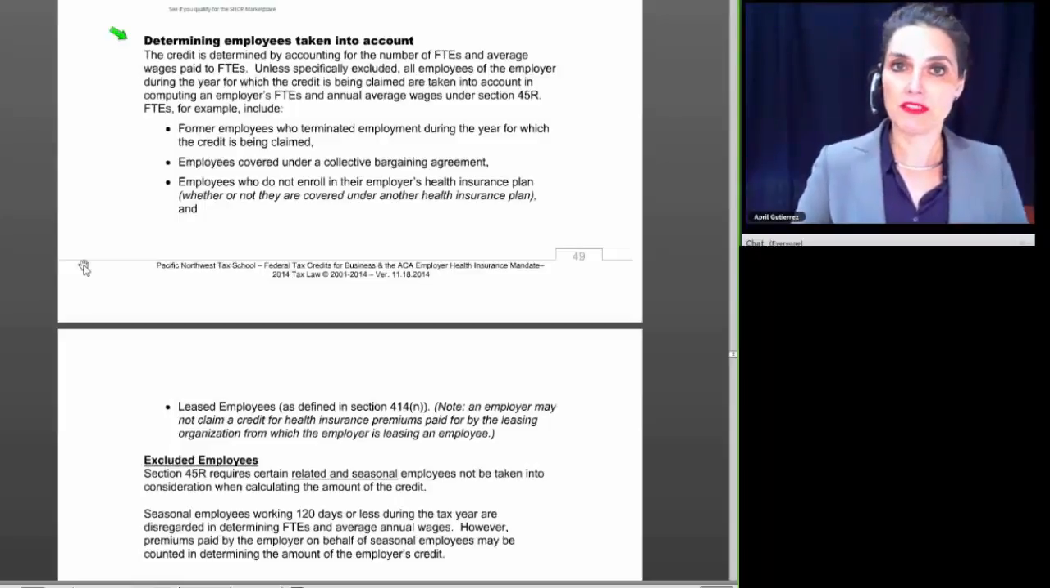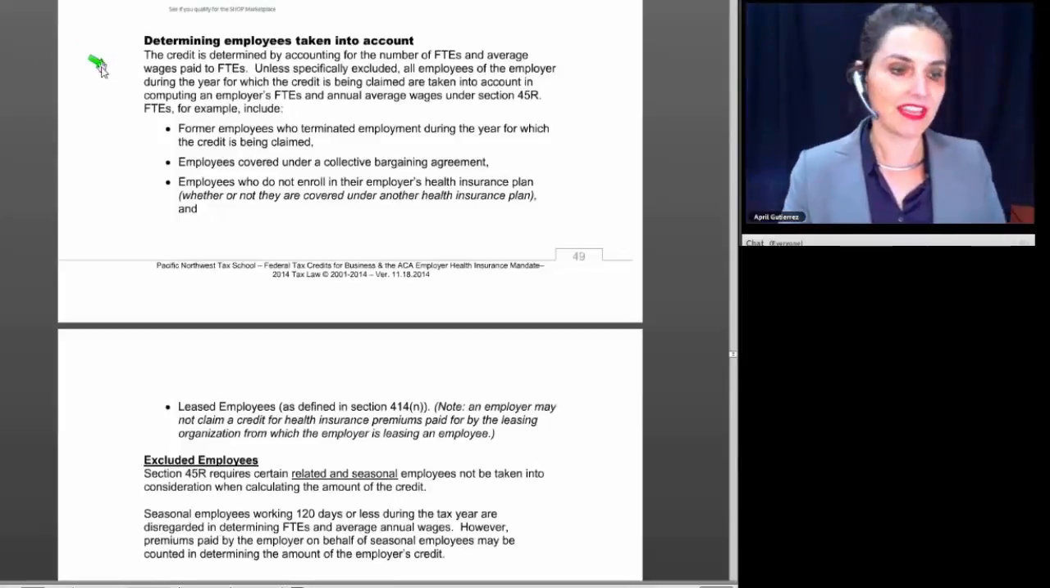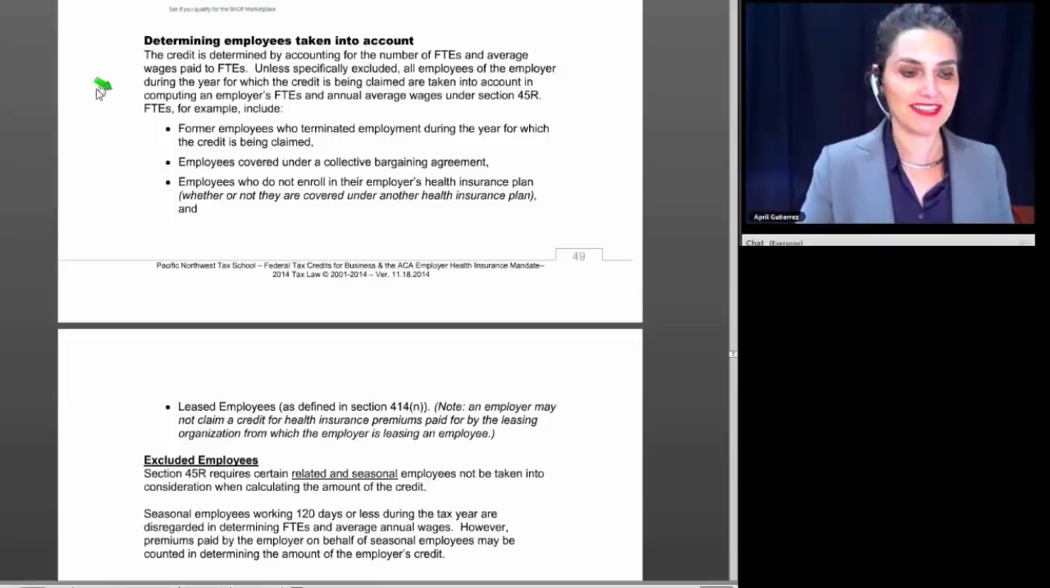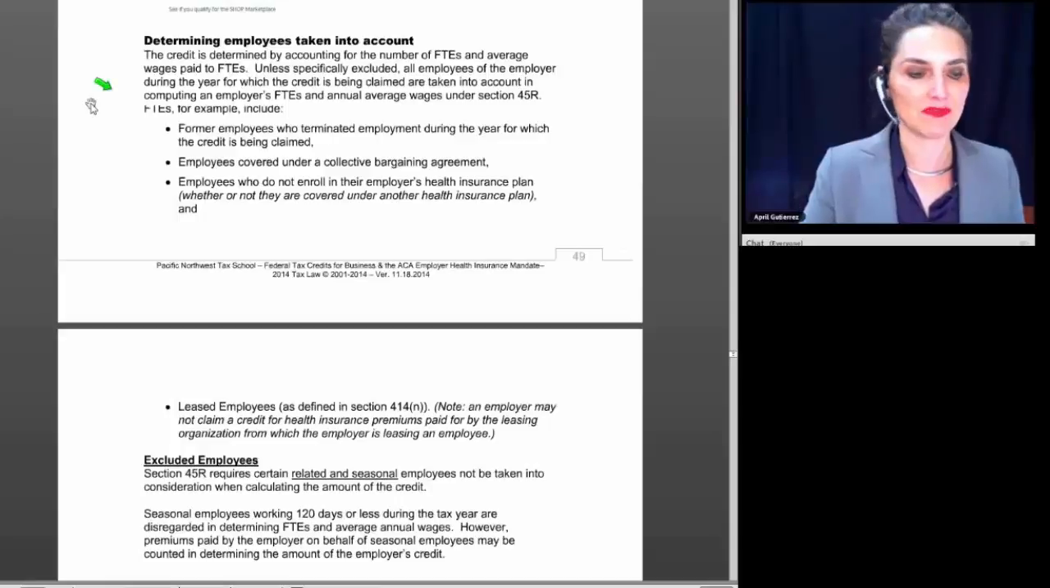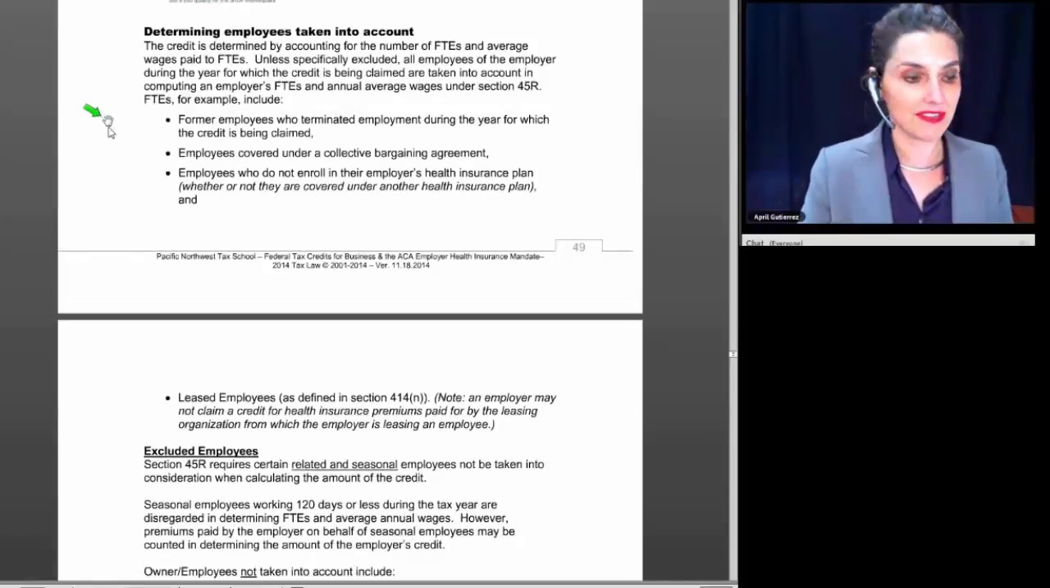So firstly, determining the employees that are taken into account. The credit is determined by accounting for the number of full-time equivalent employees and average wages paid to FTEs. Unless specifically excluded, all employees of the employer during the year for which the credit is being claimed are taken into account when computing an employer's FTEs and annual wages paid under Section 45R. Of course, that said, we're about to learn that not all employees are taken into account because there's some pretty specific groups that are specifically excluded.